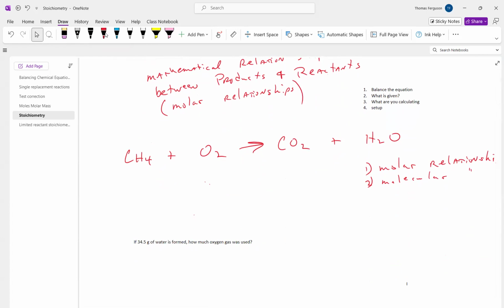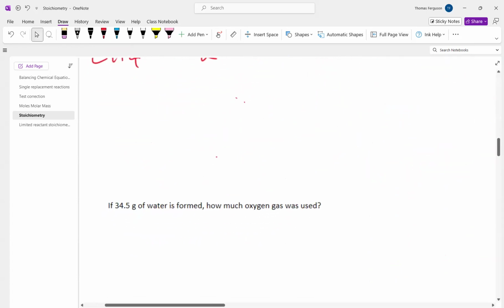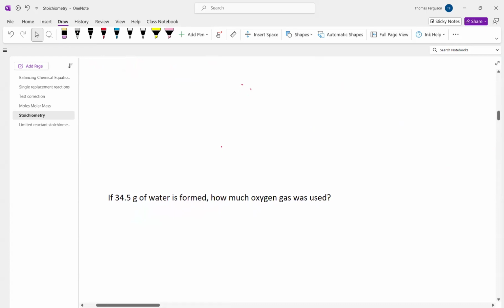Okay, so let's take our good old methane, CH4, and burn it in atmosphere, and we produce carbon dioxide and water. Step number 1 is always check the chemical reaction for balance. Is it balanced? No. It's balanced now. Okay, what's the given? Let's look at this one here. 34.5 grams of water is formed. How much oxygen is used?